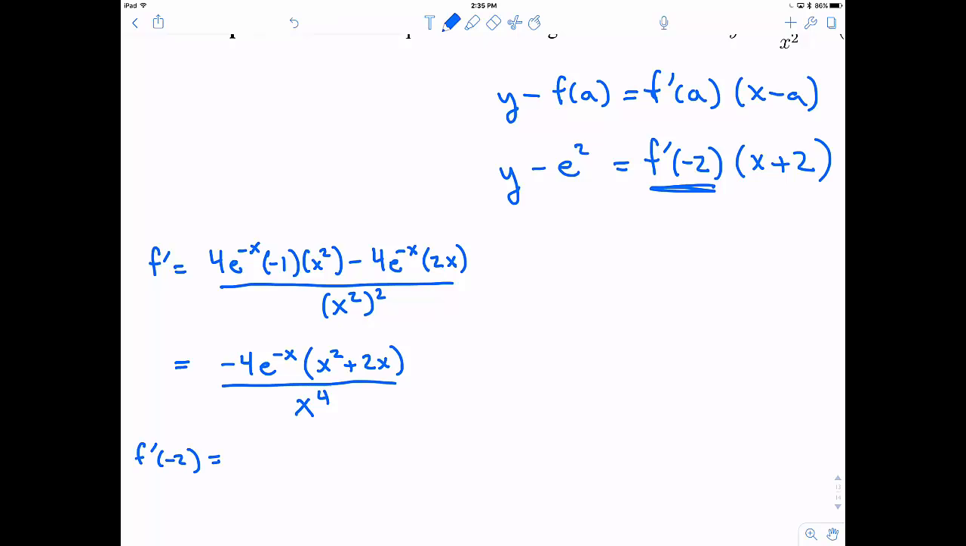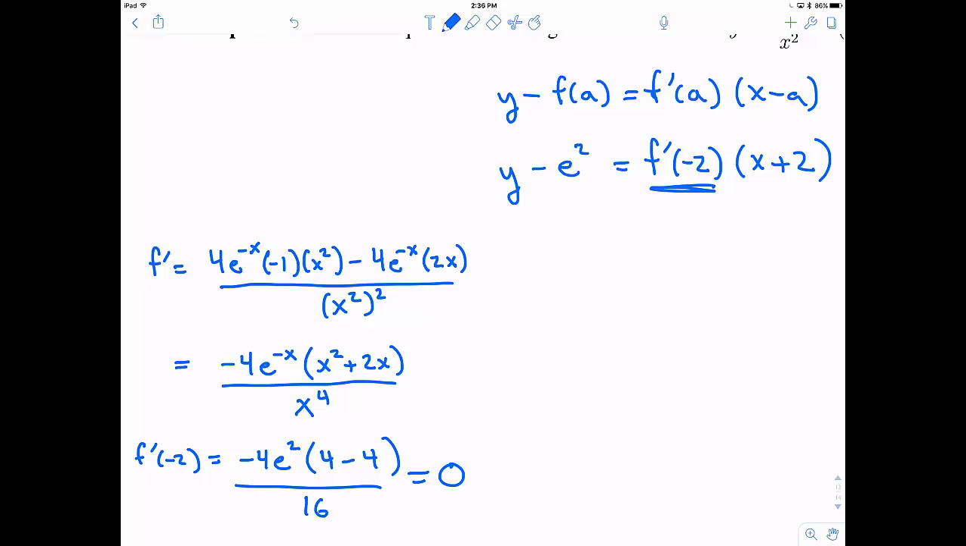So f prime at -2, I wonder what that is, because that is going to complete my tangent line equation. So if I plug in -2, well, -2 is going to be +2. And then -2 squared is 4. And then -2 times 2 is -4. And so 4 minus 4, that's 0. 0 times anything is 0, so great.